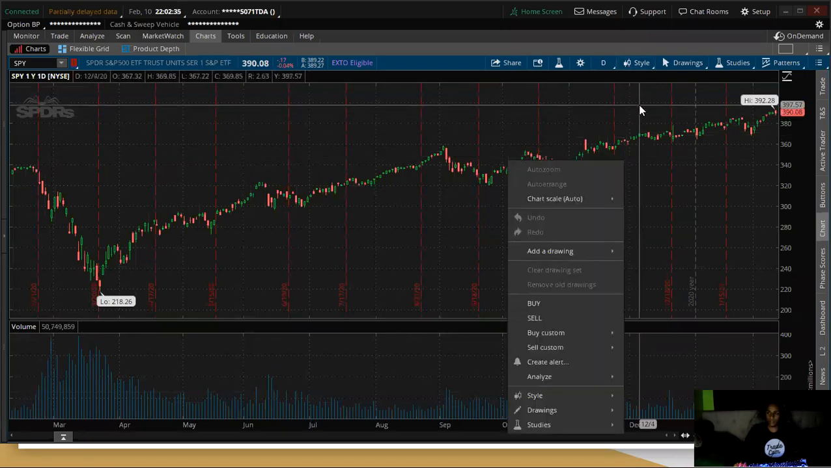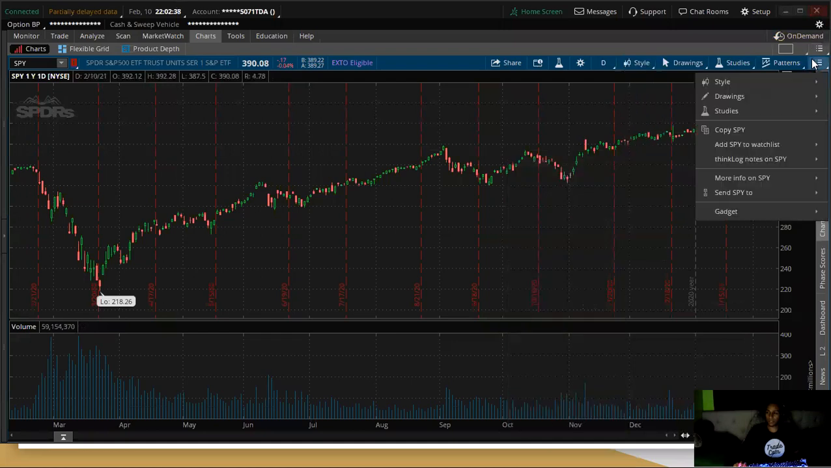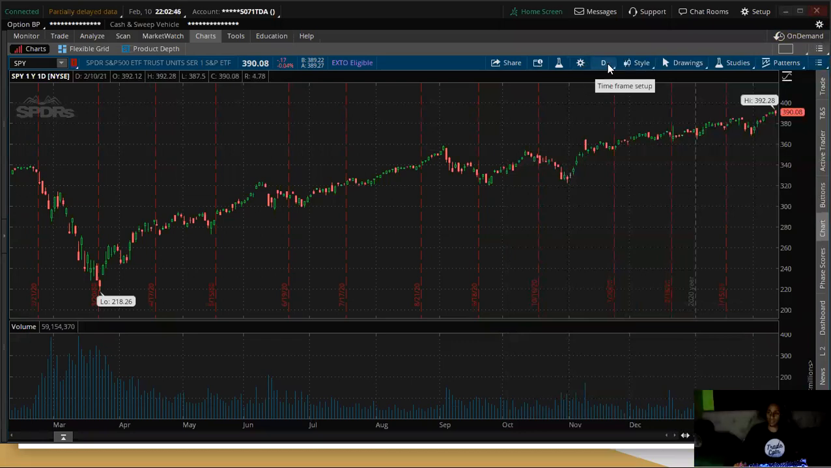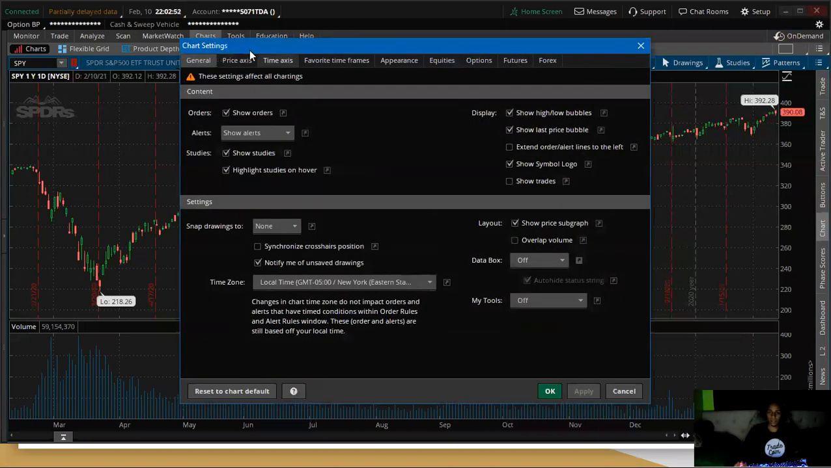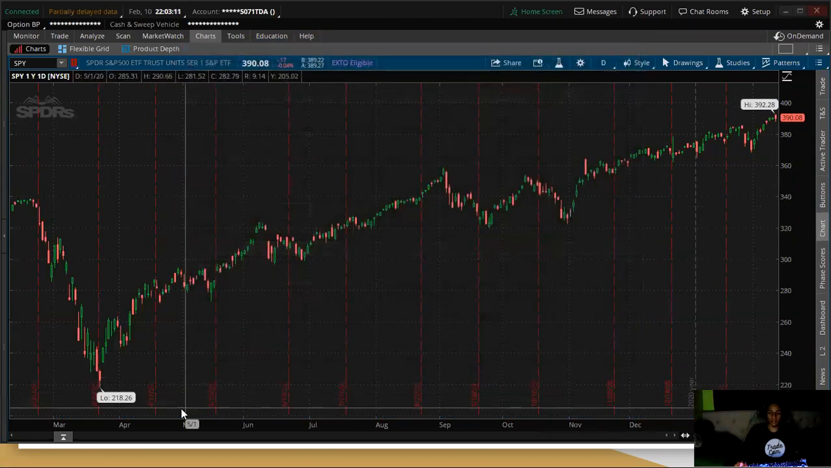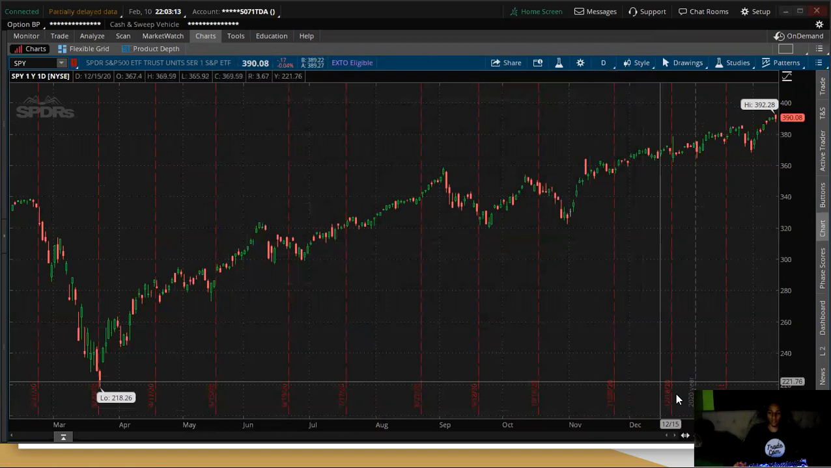So what you're going to do is right click this. Nope, you're going to click right here. Where is it? Go to studies. No, right here. Our chart settings. It's right next to your time frame setup. You're going to click on the gear, and it's going to pull up this little chart settings menu over here. You're going to click where it says equities, and where you see volume over here, you're going to uncheck that volume subgraph. All right. Once you click that, you're going to click OK, and that should get rid of that lower volume part right there. All right, everybody's at this point.